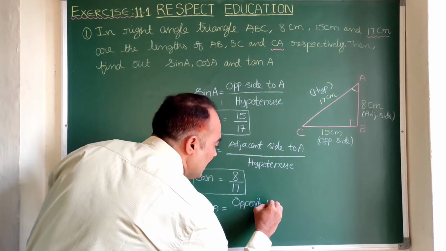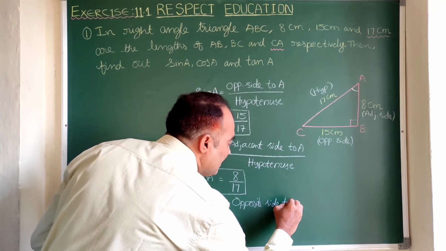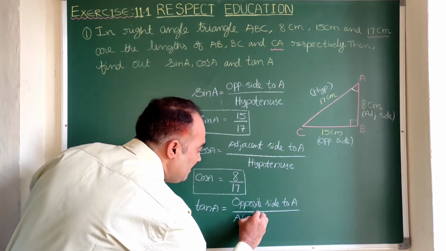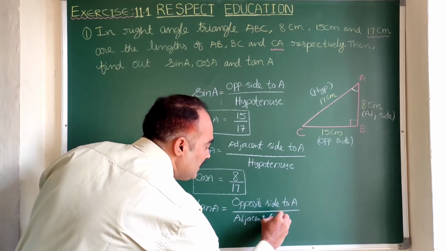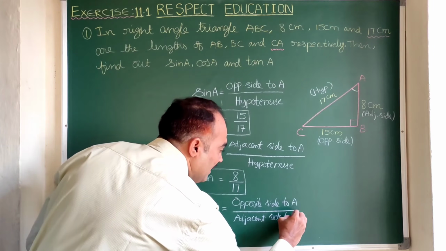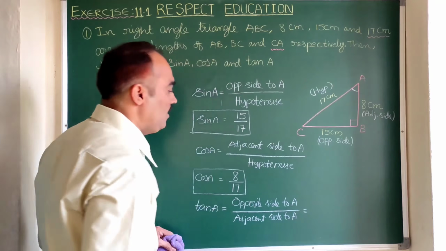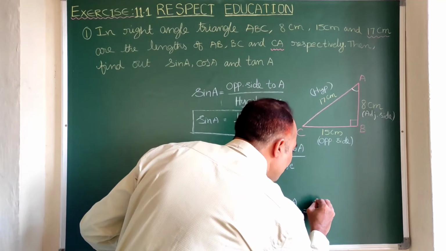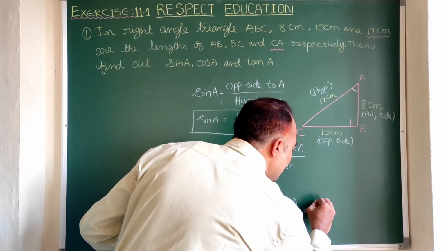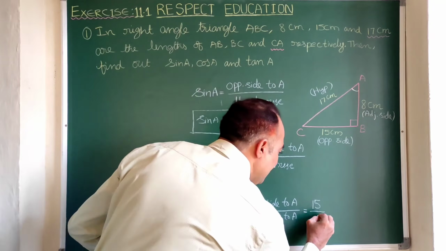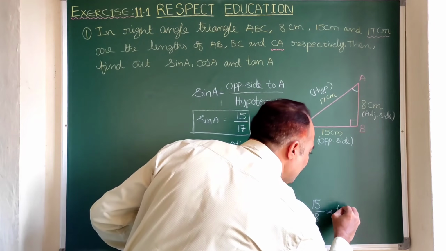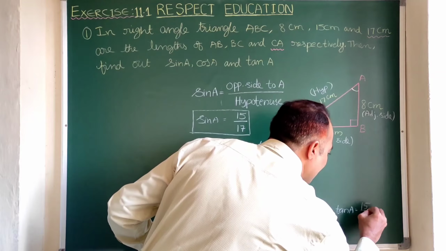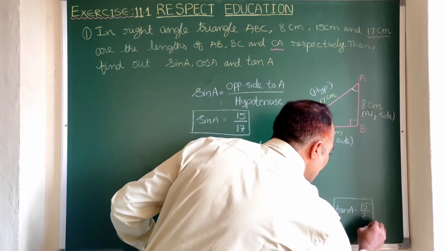Opposite side to theta, here theta means A, by adjacent side to theta. Let us write the values here. What is the opposite side? 15. And what is the adjacent side? 8. So finally we got tan A is equal to 15 by 8. Clear? So the third bit is also over.